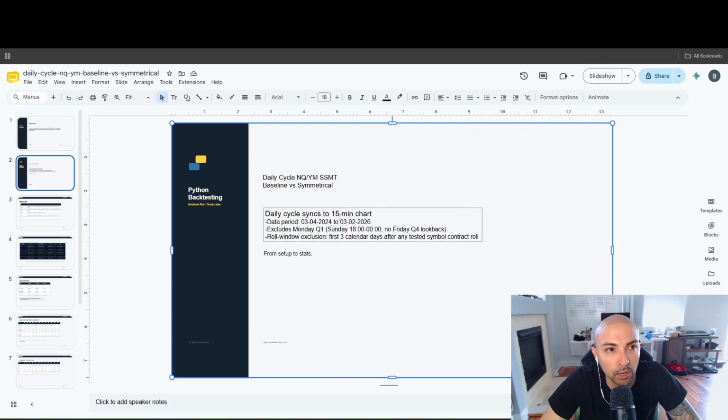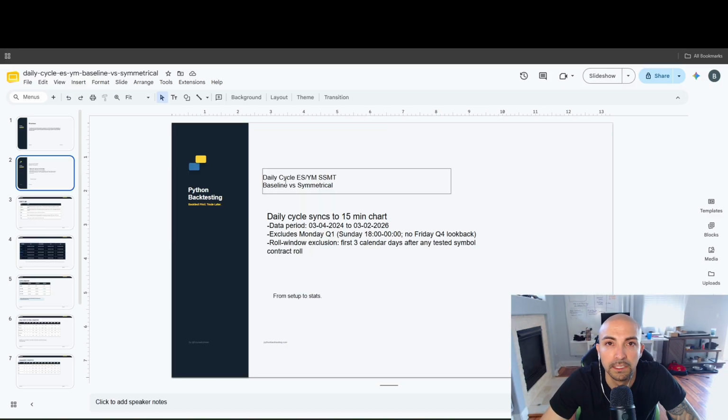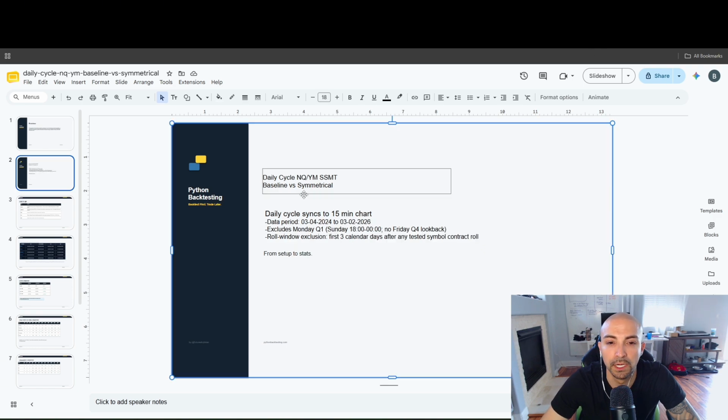So I did get YM added to the trio for quarterly theory, so that I have data for ES, NQ, and YM. But before going into the trio, I thought I would separate them and first do the daily cycle NQ versus YM and the daily cycle for ES versus YM. So this video is going to be daily cycle baseline, which is asymmetrical and symmetrical, versus symmetrical sequential SMT for the pair ES and YM and NQ and YM.